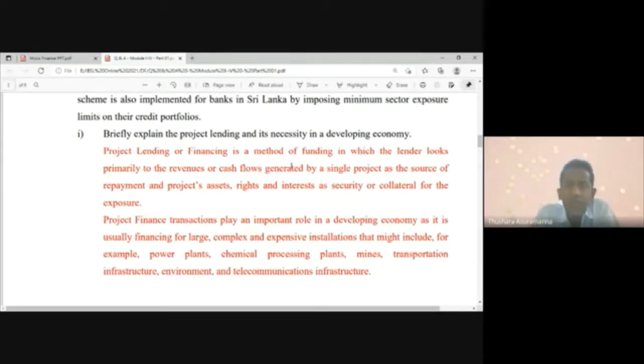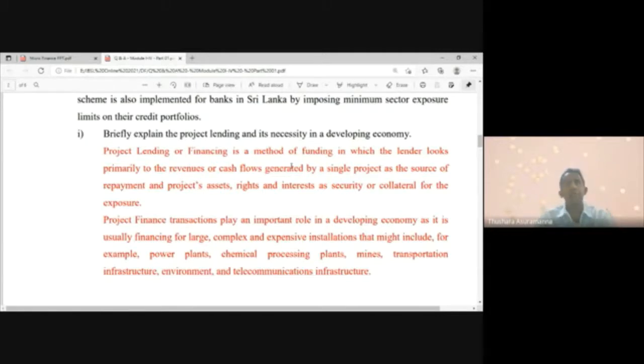It's a method of funding in which the lender looks primarily to the revenue or cash flow generated by the single project as a source of repayment, and project assets, rights and interest as security or collateral for the exposure. Plays an important role in the developing economy as it is usually financing large, complex, expensive installations that might include, for example, power plants, chemical, transportation, infrastructure, environment and development infrastructure, right?